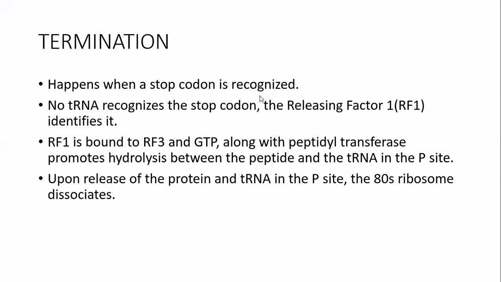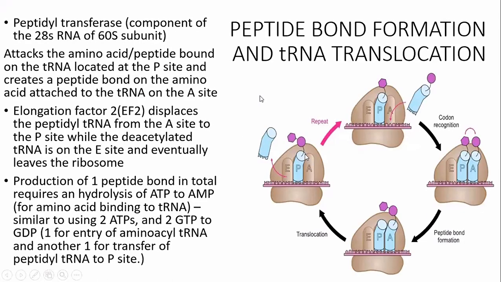Okay? Now, we have the releasing factors. Okay, those are proteins that help to identify your stop codon. Remember this, no transfer RNA that identifies your stop codon. It would be your releasing factor 1 and releasing factor 3 that would identify your stop codon. Now, anong ginagawa nila? With the help of GTP and peptidyltransferase, it promotes hydrolysis between the peptide and the tRNA in the P site. Ito siya. Yan yung kanyang ipopromote. Your RF, your releasing factor, bibitawan pa para mabitawan na niya yan dyan. Okay? With the help pa rin of your peptidyltransferase.